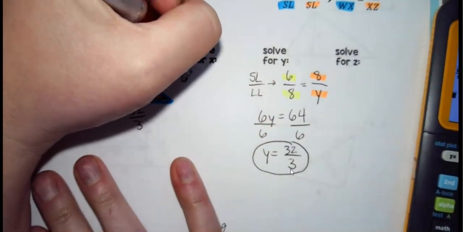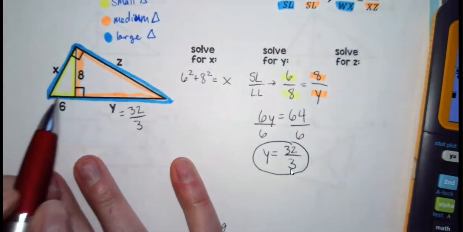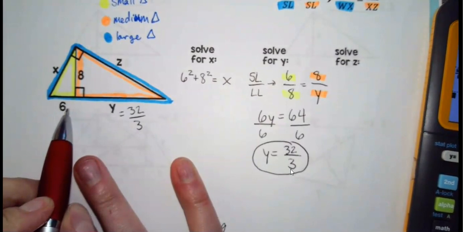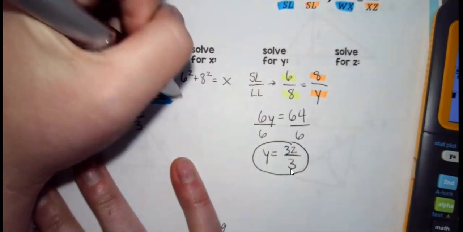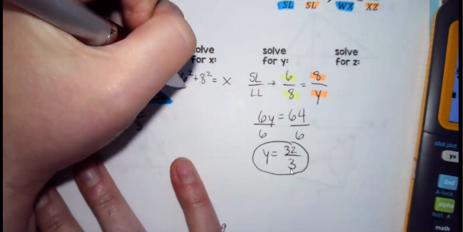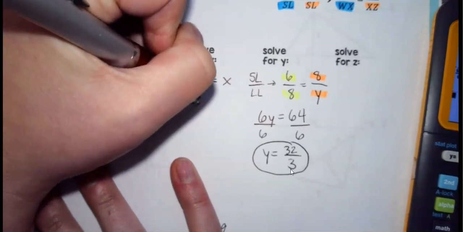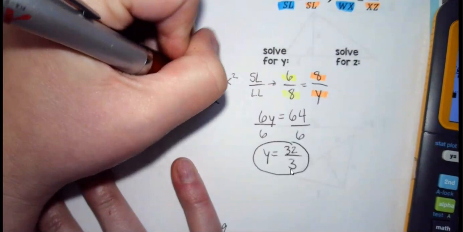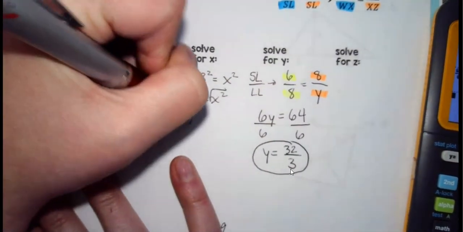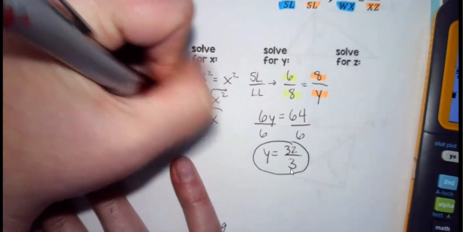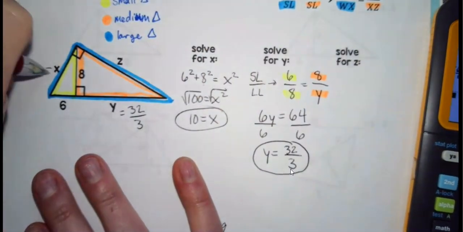Okay? So 6 squared plus 8 squared equals x squared. We haven't done this in a little bit, but a squared plus b squared equals c squared. So that ends up adding up to 100, because 36 plus 64 is 100. Ooh, that should be x squared. And then you take the square root of both sides, and 10 is going to be x. All right, so we have x equals 10.